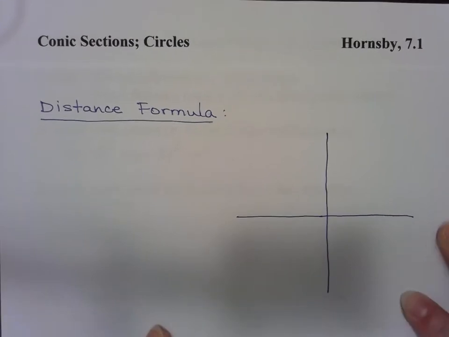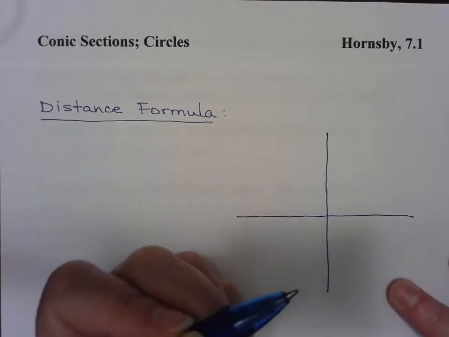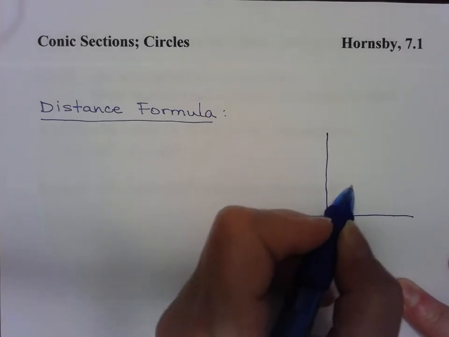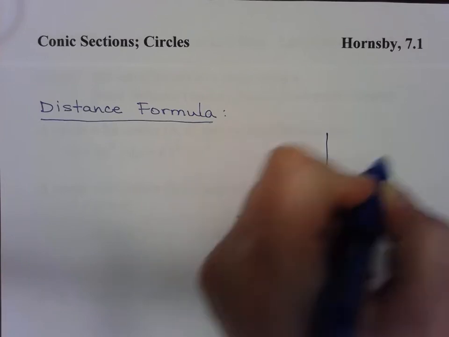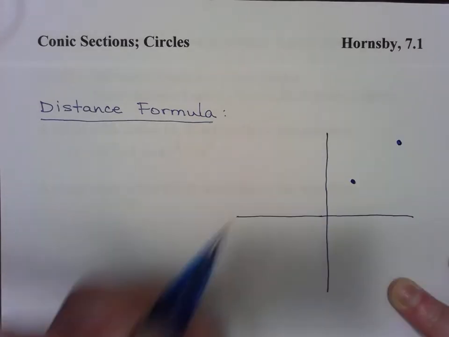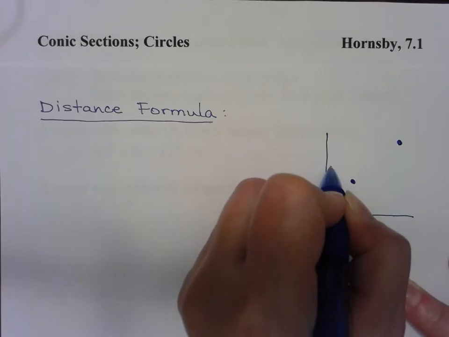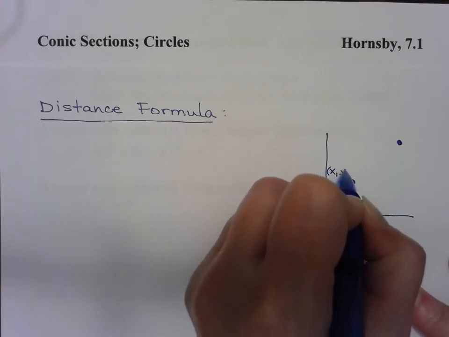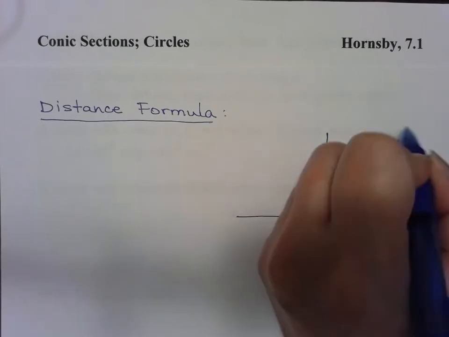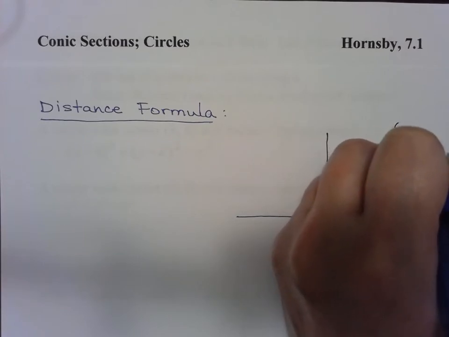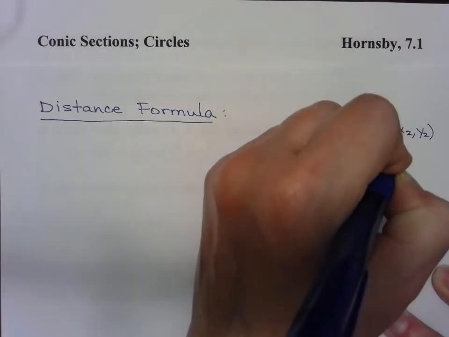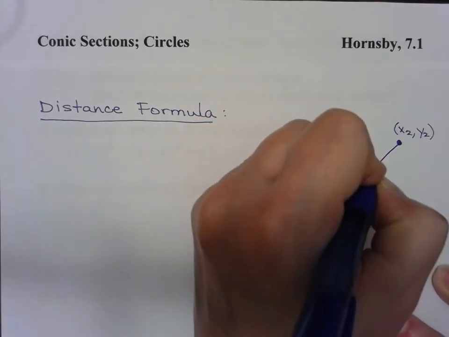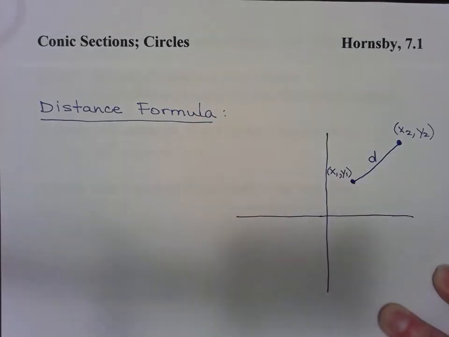So the distance formula really is a way for us to give the distance between any 2 points in the plane. I'm just going to choose 2 points kind of at random here. We're going to label them. This point will be x1, y1. And this point will be x2, y2. Okay, so I would like to find the distance between them. We'll call that d for distance.